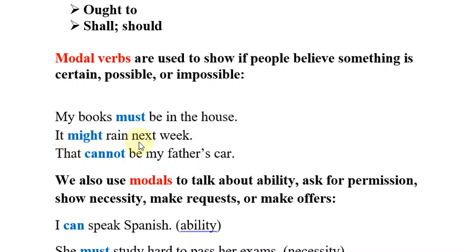It might rain next week. You don't say it might rains next week. You say it rains, it is raining, but when you use the modal, you use the base form. That cannot be my father's car. Again, you see that we have the base form of the verb be.